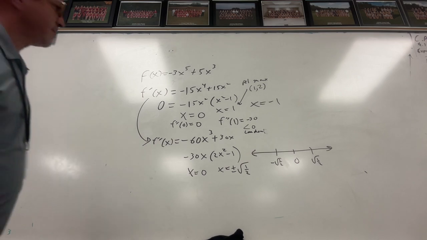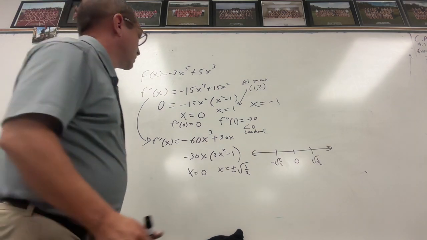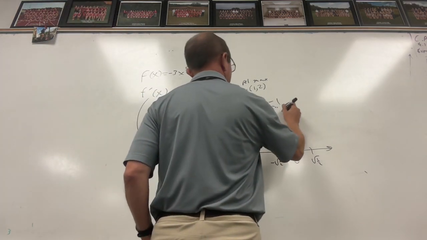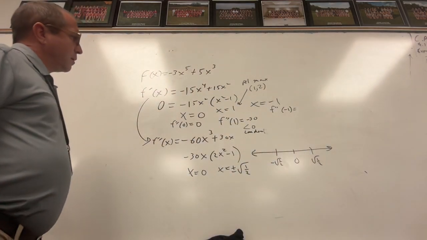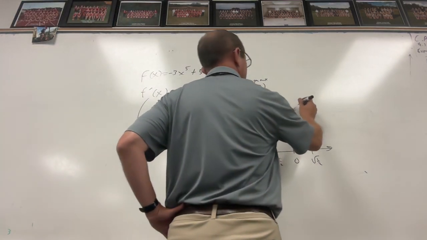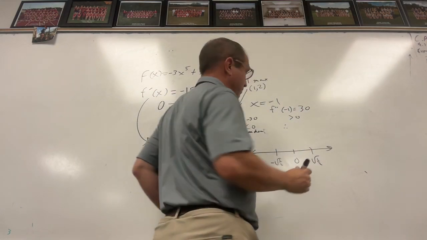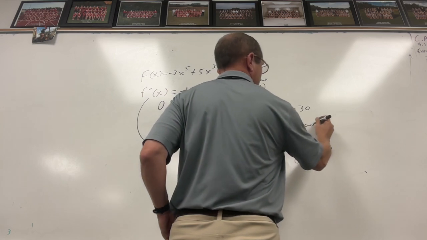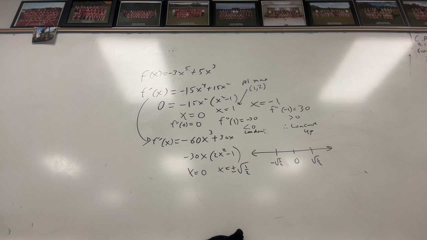Are we okay with that? Yes. All right, now let's go to negative 1. So f double prime of negative 1 is what? 30. Positive 30? Yep. Okay. So that's greater than 0. Therefore, we are concave up. So based on that, what do we know we have at negative 1? Relative minimum. Okay.